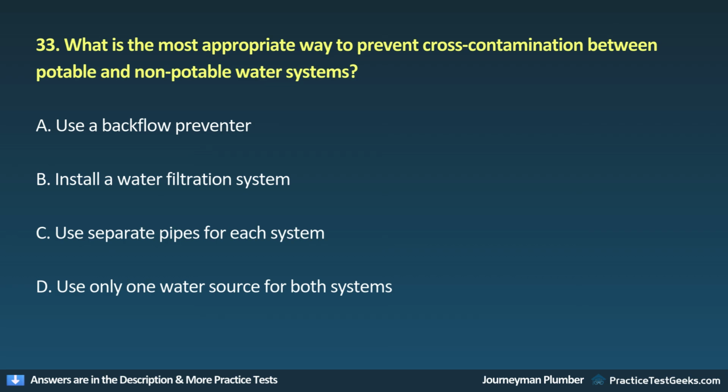33. What is the most appropriate way to prevent cross-contamination between potable and non-potable water systems? A. Use a backflow preventer. B. Install a water filtration system. C. Use separate pipes for each system. D. Use only one water source for both systems.